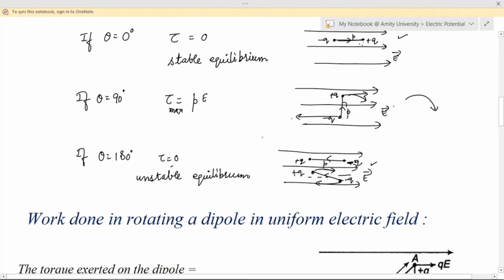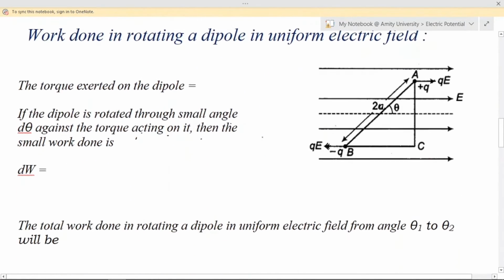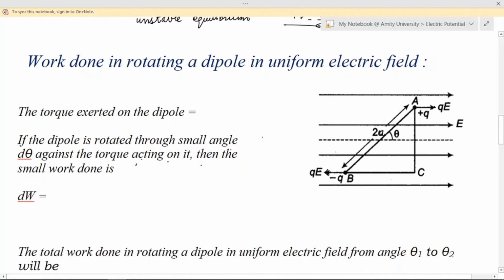So we have derived the expression for the torque experienced by a dipole in a uniform electric field. Now, if you just look at this diagram, again we consider an electric dipole with a dipole moment P equal to Q into 2A, placed in a uniform electric field making an angle of theta with the direction of E. Then just now we derived that the torque exerted on the dipole is equal to PE sine theta.